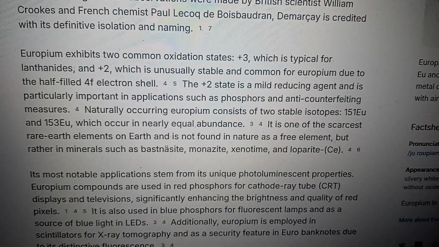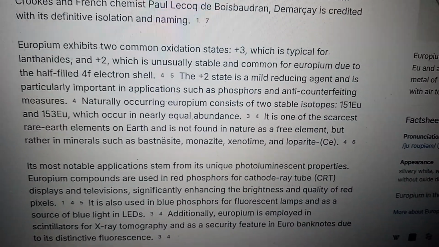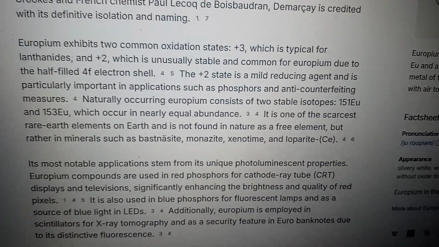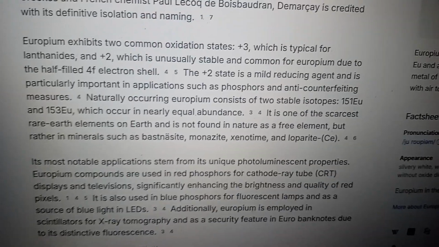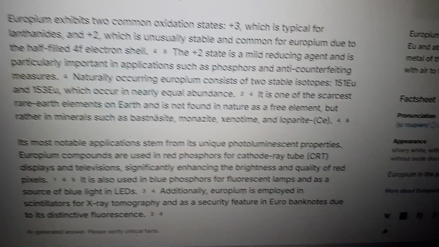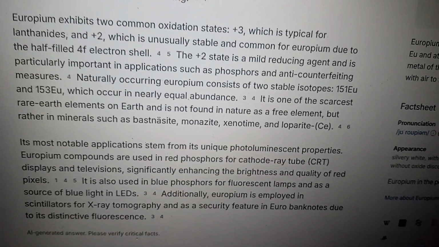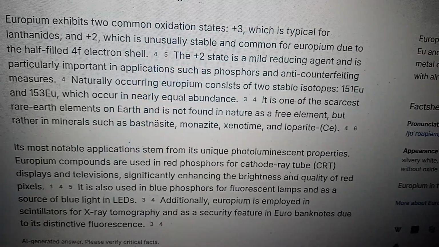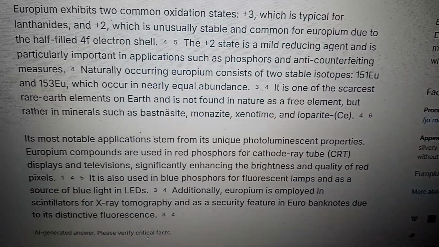Okay, look what this says here. It's very, very bullish. Europium exhibits two common oxidation states, +3, which is typical for lanthanides, and +2, which is common for europium due to the half-filled electron shell. The +2 state is a mild reducing agent and is particularly important in applications such as phosphors and anti-counterfeiting measures. Naturally occurring europium consists of two stable isotopes, 151 and 153, which occur in nearly equal abundance. It is one of the scarcest rare earth elements on Earth and is not found in nature as a free element, but rather in minerals such as bastnasite, monazite, xenotime, and lepidolite.